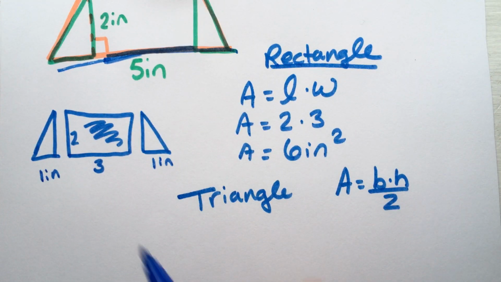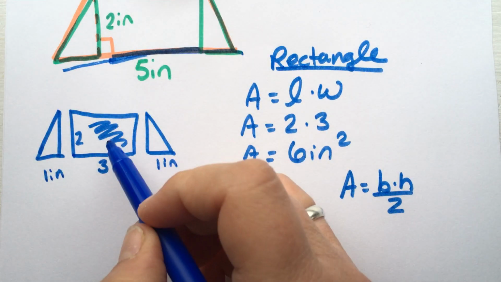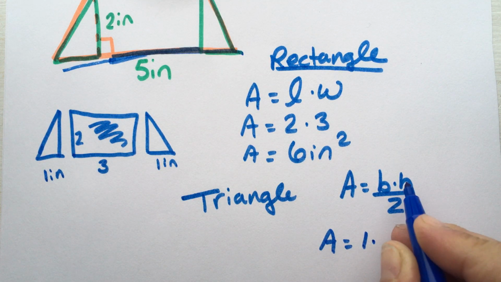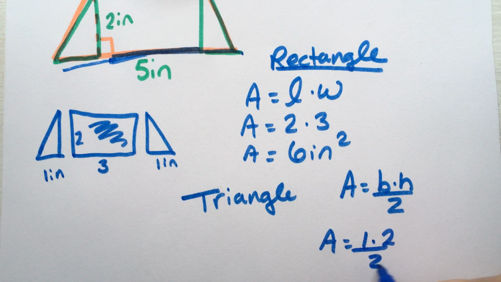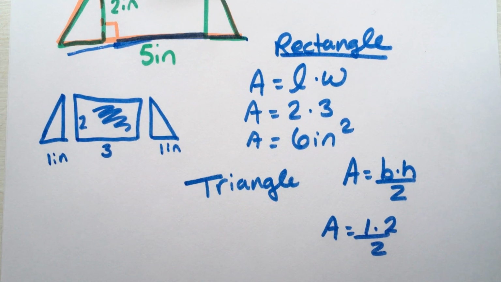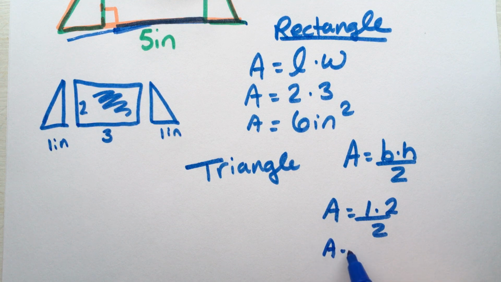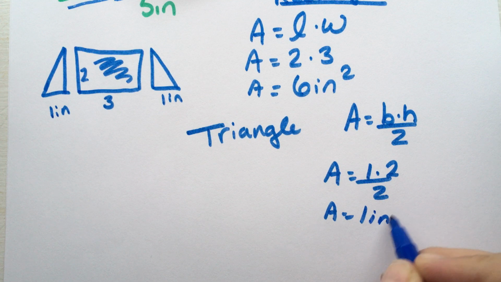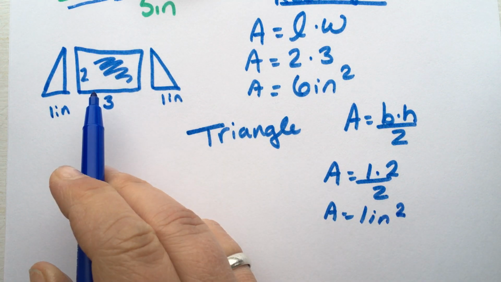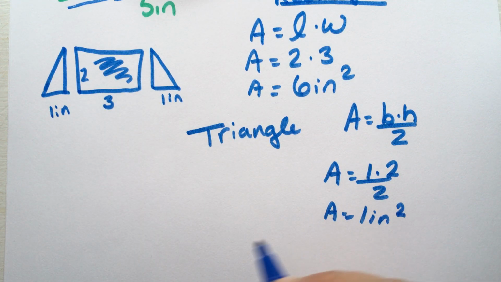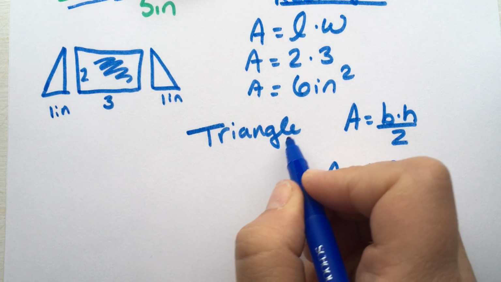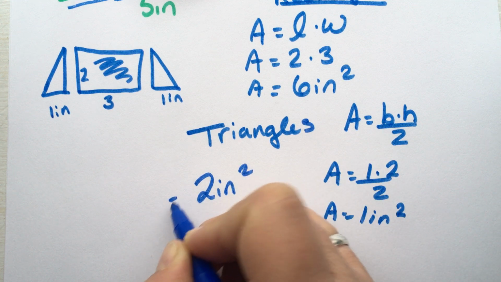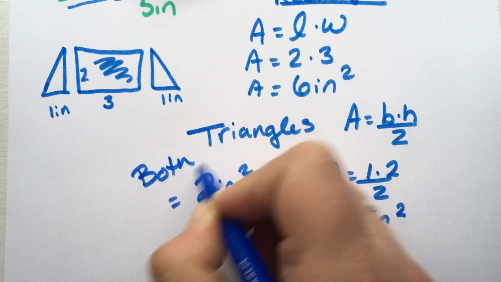So I'm going to plug in what I know. Again, the height is still 2 because it's the same height that I was working with. Area equals 1 times 2 divided by 2. Well, we know that 1 times 2 is 2, and 2 divided by 2 equals 1. So one triangle is 1 inch squared. So if I have 2 triangles, 1 times 2 is 2. So my triangles, both of them together, would be 2 inches squared.